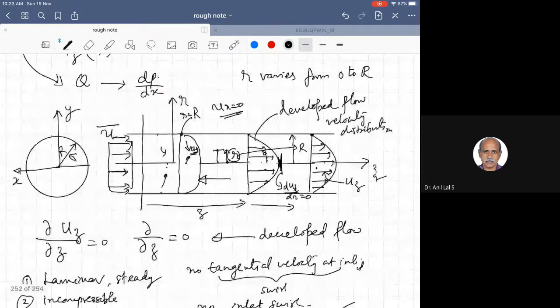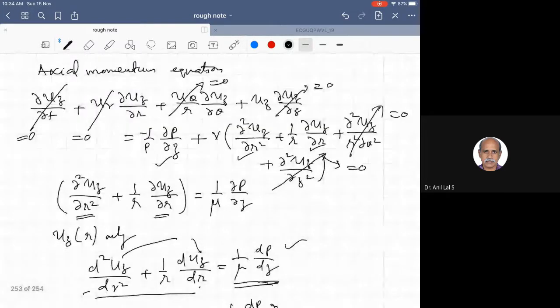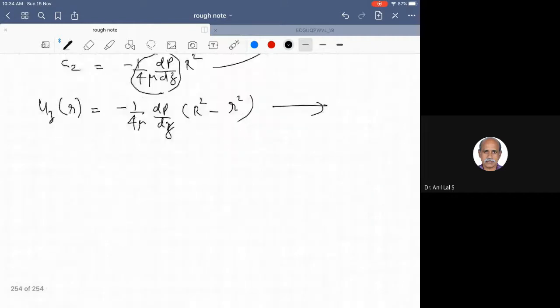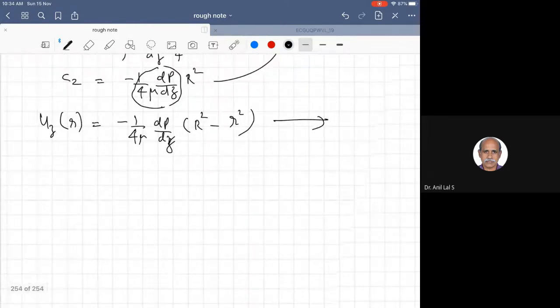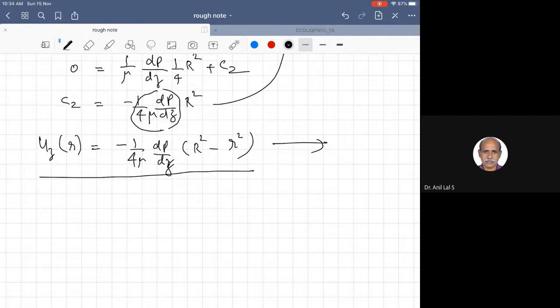So we have taken the Navier-Stokes equation, expanded it in r, theta, z, and the actual momentum equation is taken, and the simplifications are applied, thereby obtaining an ordinary differential equation that has an exact solution. And now I will explain one more method for arriving at this uz as a function of r. That is somewhat simple compared to this. I will explain that also.